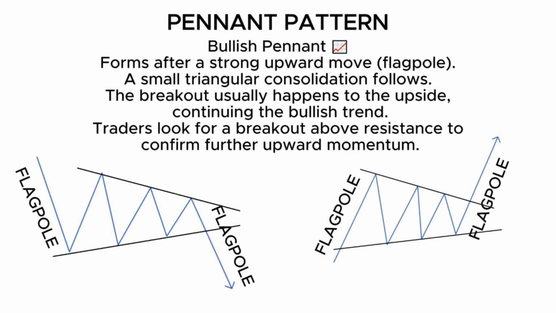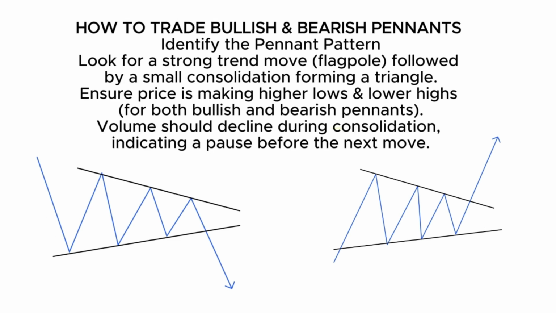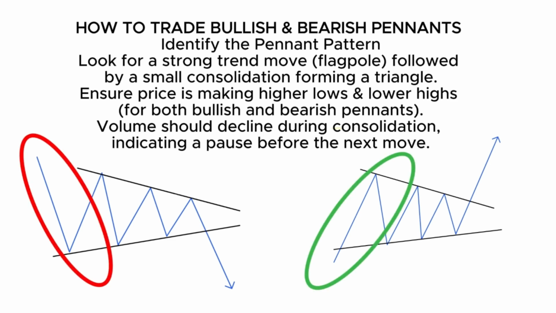How to trade bullish and bearish pennants. 1. Identify the pennant pattern. Look for a strong trend move, the flagpole, followed by a small consolidation forming a triangle. Ensure price is making higher lows and lower highs for both bullish and bearish pennants. Volume should decline during consolidation, indicating a pause before the next move.